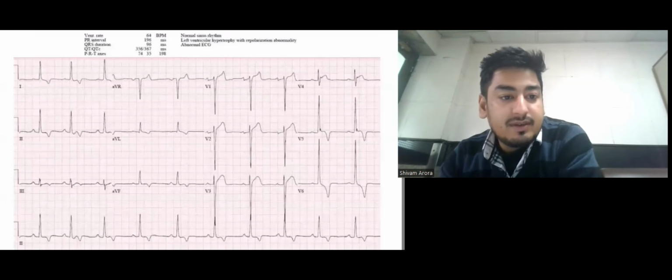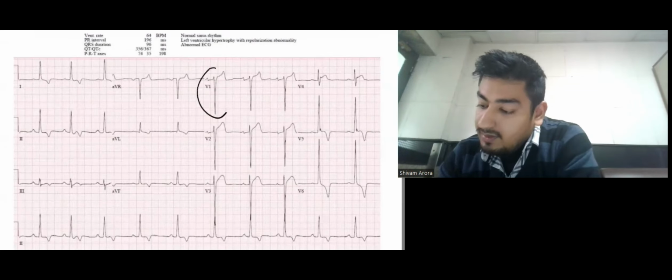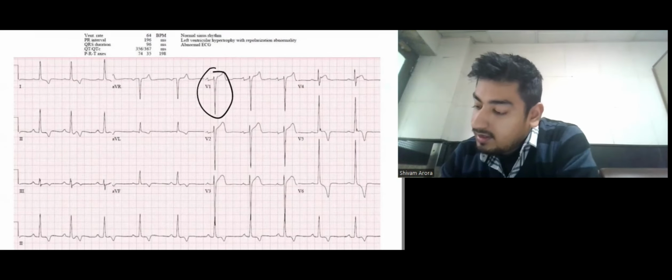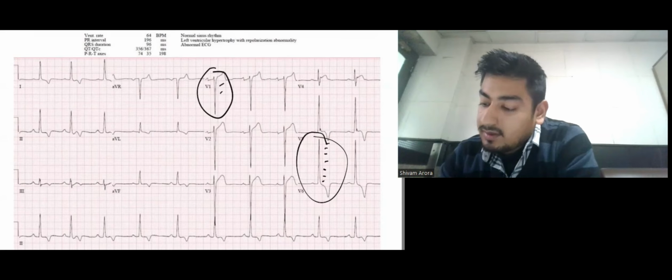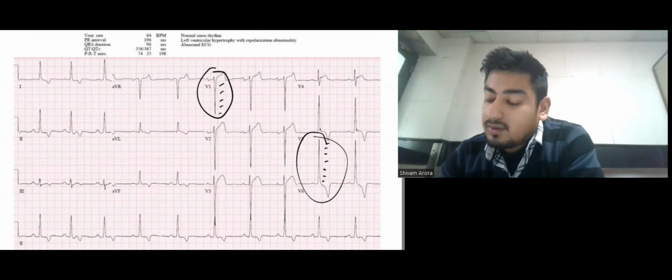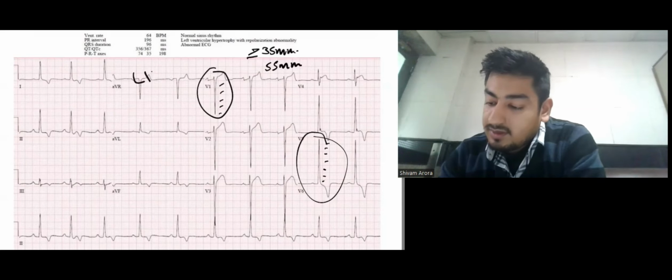Similarly, in this ECG, we can see that we have a deep S wave in V1 and a tall R wave in V6, and it is almost 30 mm here and 25 mm here. So the total is 55 mm. Definitely, it is more than or equal to 35 mm. So this is an ECG of LVH.